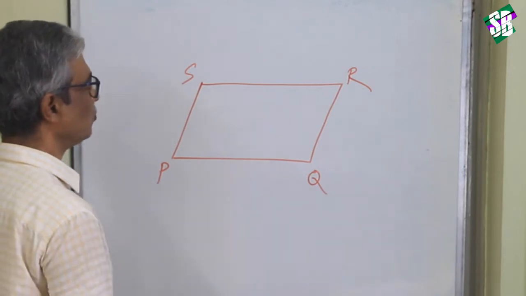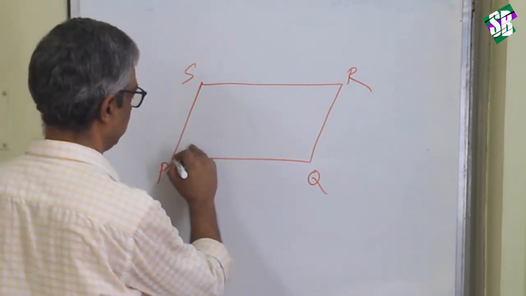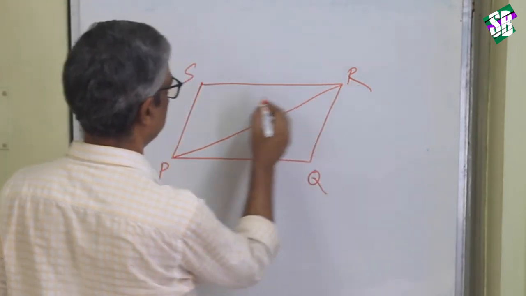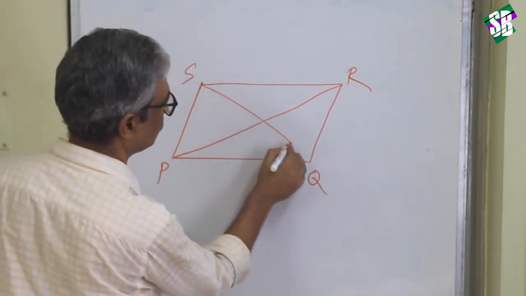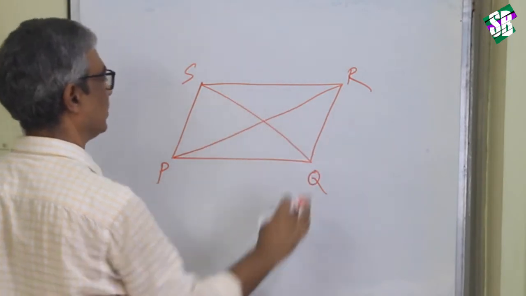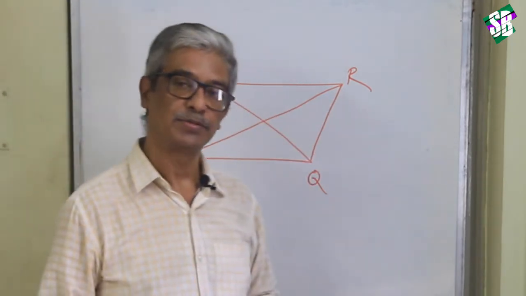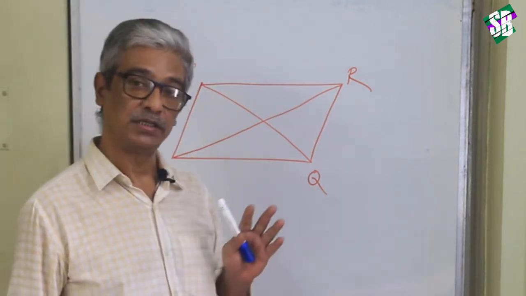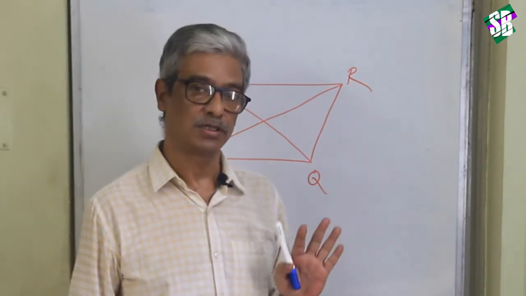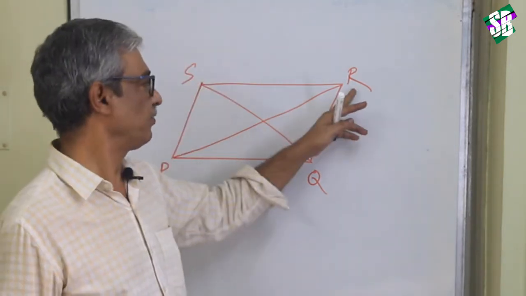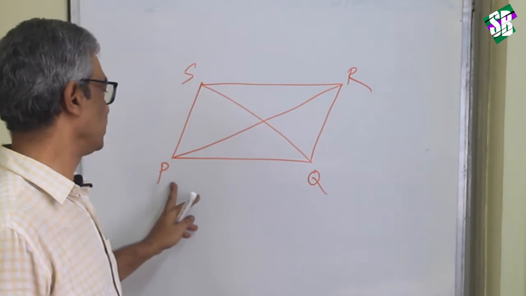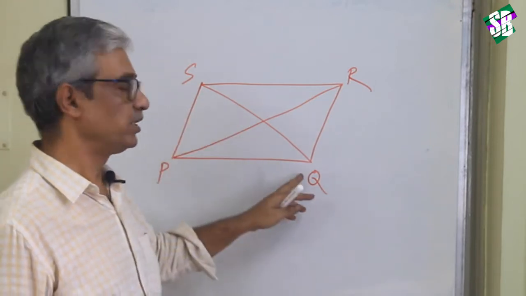So how can you judge that this is a rhombus? Just do the dot product of these two vectors. If it comes out to be 0, then this is either a rhombus or a square. What is PR vector? PR vector is the position vector of R minus the position vector of P. And what is SQ vector?